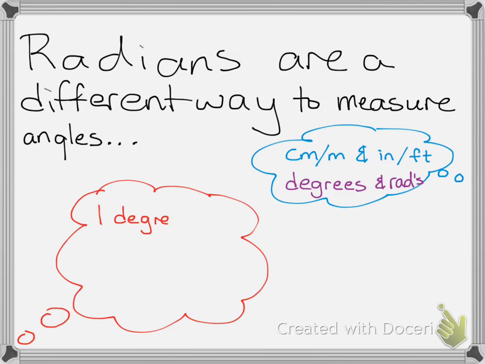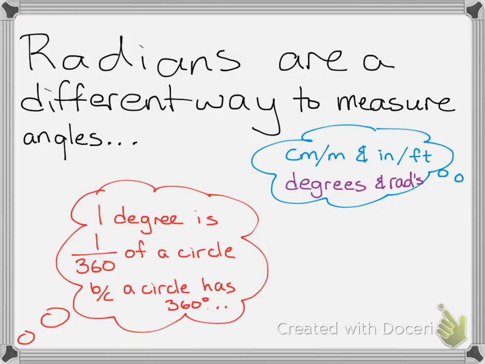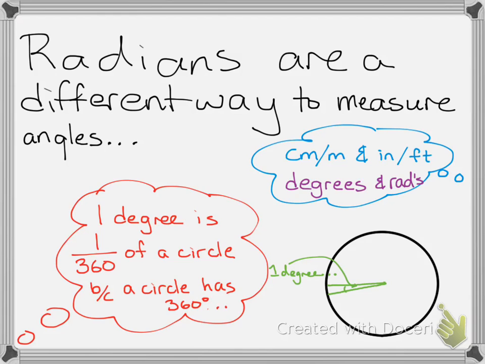So if we think 1 degree is 1/360th of a circle, right? If we think of it proportionally, 1 degree is 1/360th of a circle because a circle has 360 degrees, right? So we can imagine a degree looking kind of like this. And that little guy there is 1 degree. It's 1/360th of a circle.